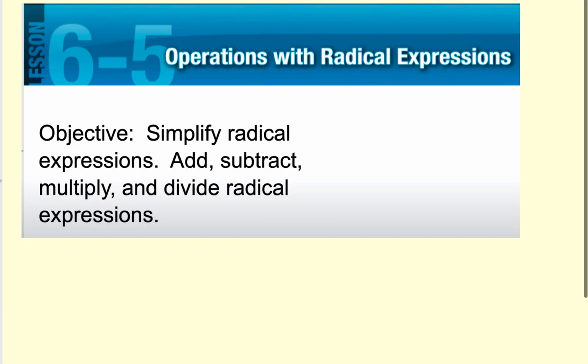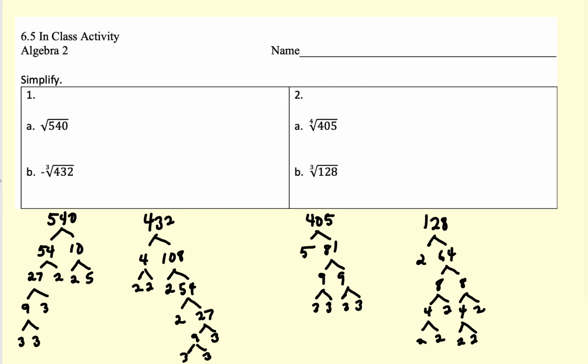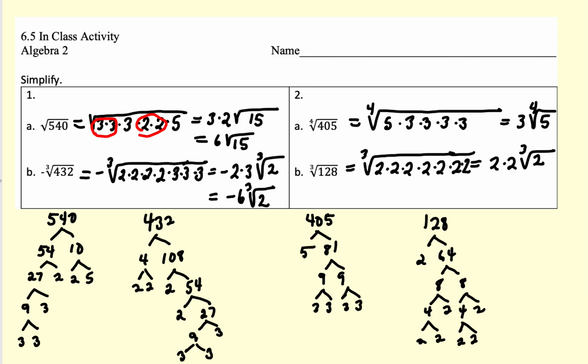Okay, this assignment is on simplifying radical expressions, add, subtract, multiply, and divide radical expressions. In our class activity, we are going to simplify these radicals, and it's probably a good idea to break down these big numbers into their factors, and you can see I just used a factor tree to do that. And when I did that, I got this. So you should probably write this down so you have evidence of it.